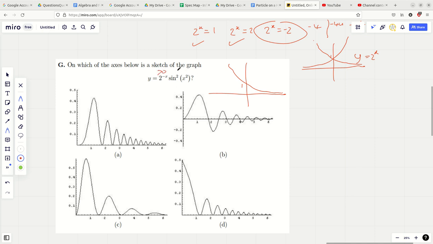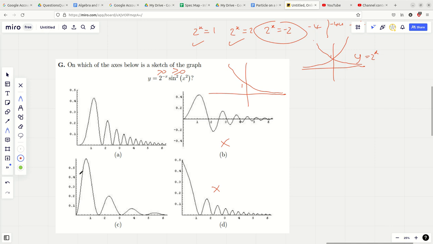What about sine squared? Well, that's greater than or equal to 0, yeah? In other words, y can never be negative, so ignore B. That's always positive. Ignore B. The other thing we should do is ask ourselves, when x is 0, what is y? 0 squared is 0. Sine of 0 is 0. Squared, 0 is 0. 0 times anything is 0. So D is definitely well out. So it's just a choice between A and C.